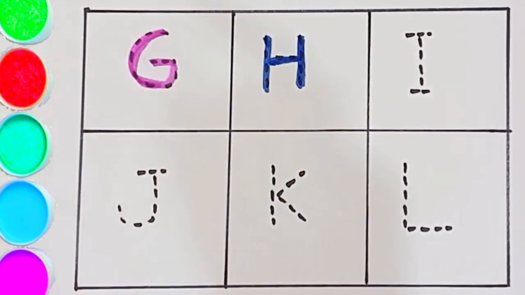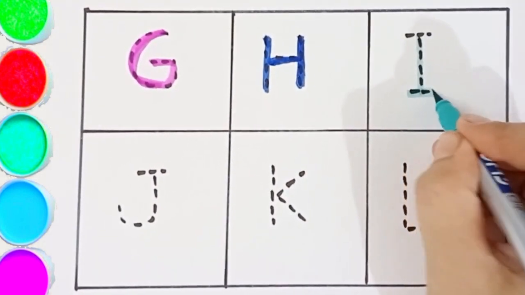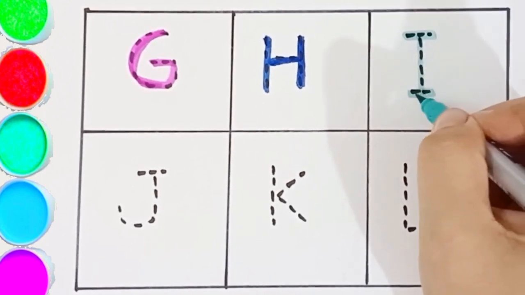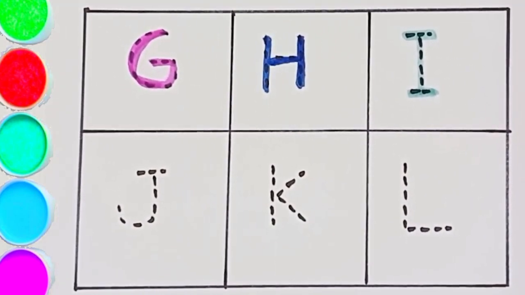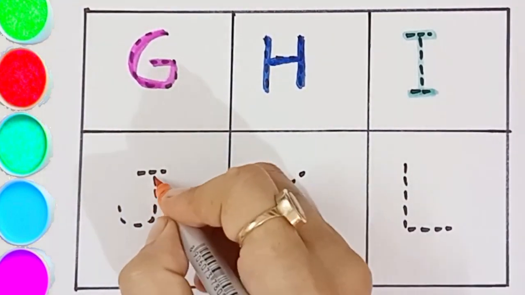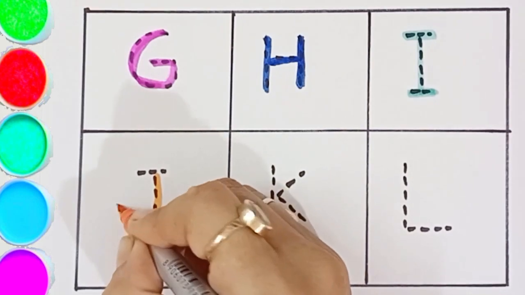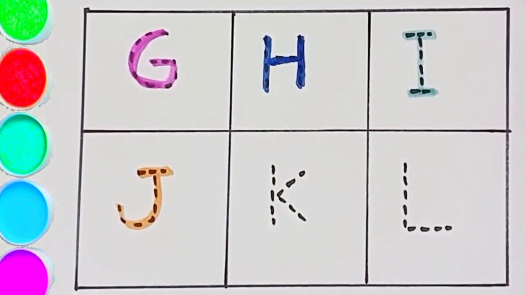Peacock green color. I for ink. Peacock green color. Orange color. J for jellyfish. Orange color.